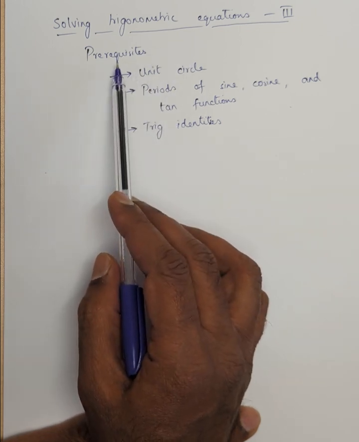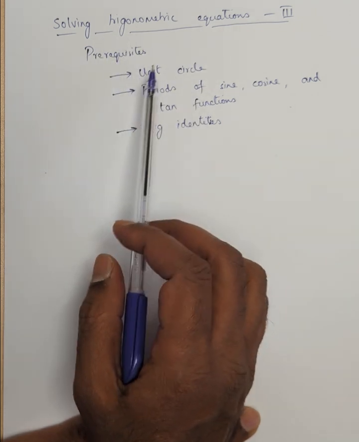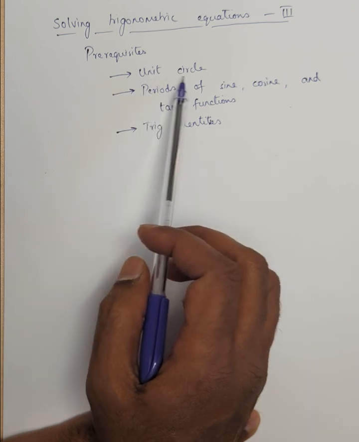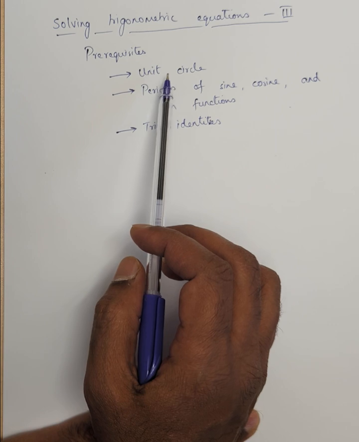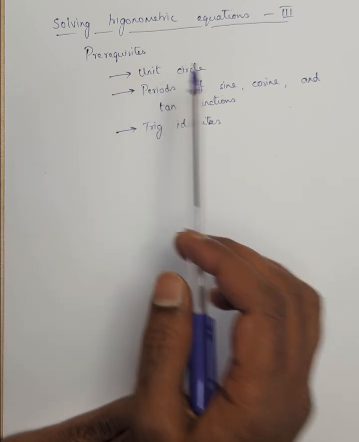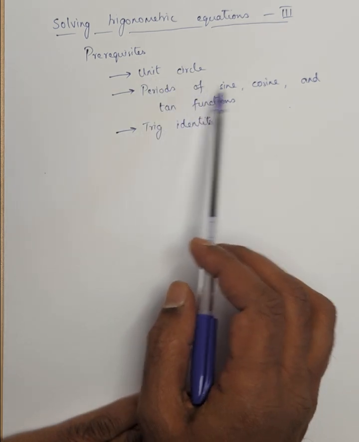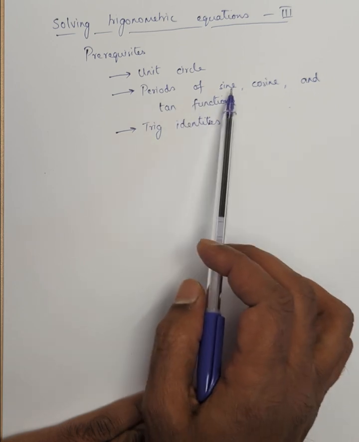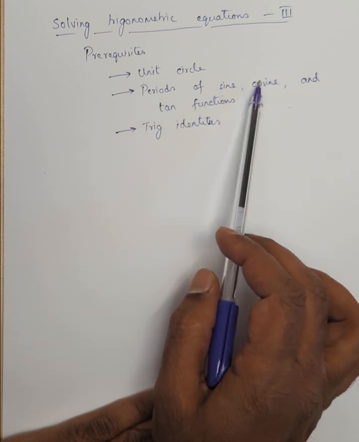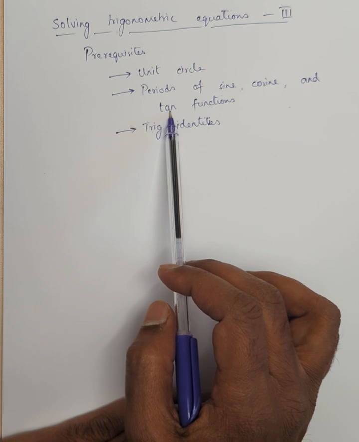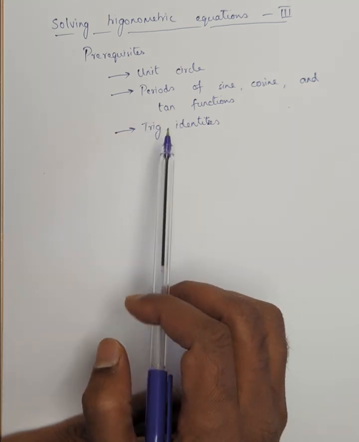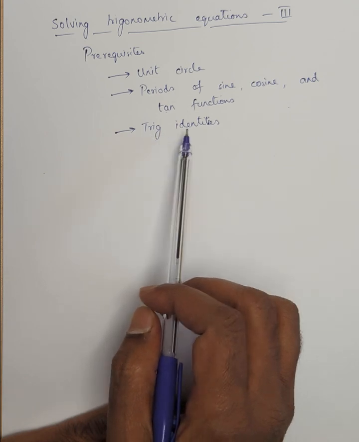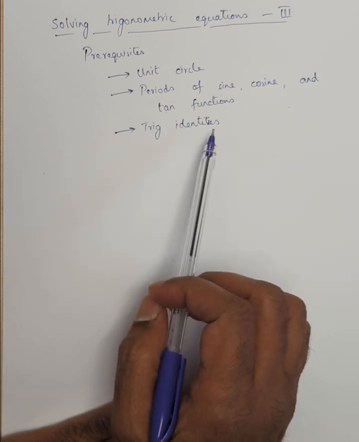The prerequisites for understanding this video are your expertise with the unit circle, or if you don't remember it very well, have it as a reference. And then periods of sine, cosine and tan functions. Periods of sine and cosine are each 2 pi, and that of tan is just pi. And then, depending on the problem, you may be asked to recall one or more trig identities.